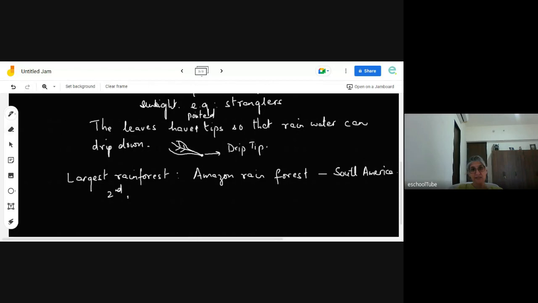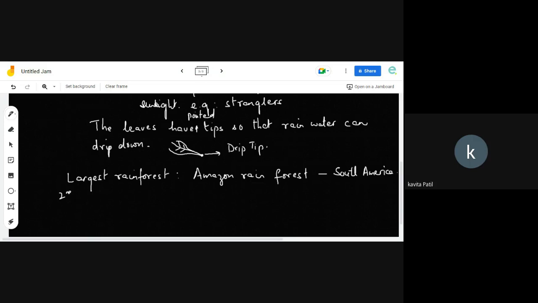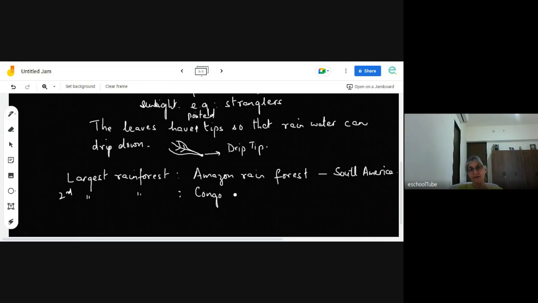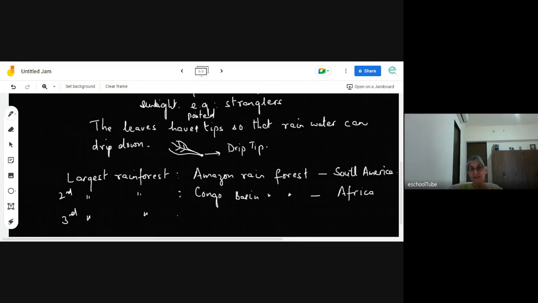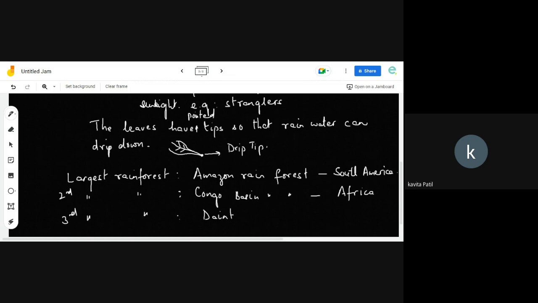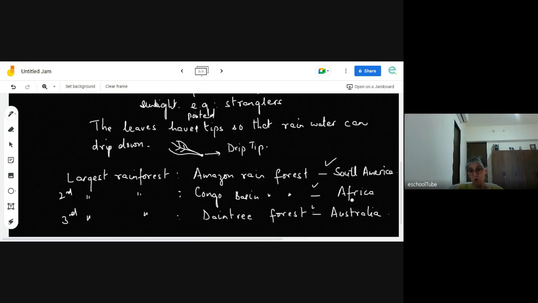Second largest is Congo Basin. Congo Basin in Africa. Rainforest in Africa. And third? Daintree. Daintree or Dainty? Daintree. Daintree is where? Ma'am, on the continent of Australia. Okay, Australia. So one is in South America, the second one is Congo Basin in Africa, third one Daintree in Australia.